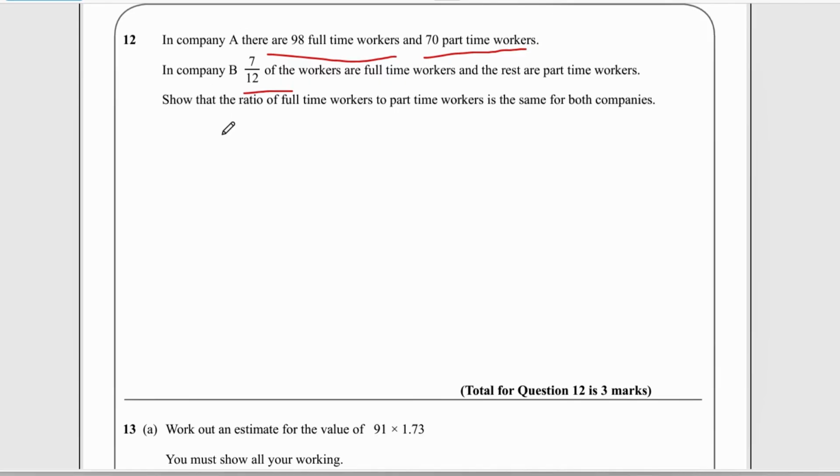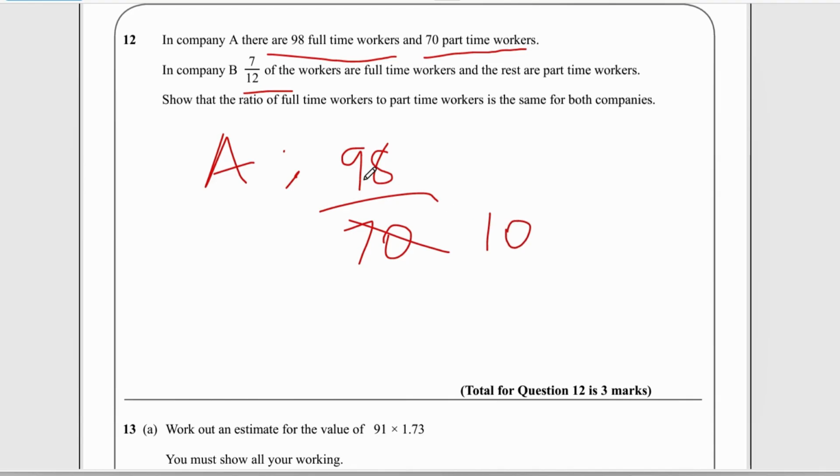Okay, so for company A now, the ratio of the full-time to the part-time, full-time is 98 and part-time workers, they are 70. So let's try to put them in the lowest terms. What can divide? 7 can divide. So 7 here is 10. 7 in 9, that's 1. You have 2 remaining. 7 in 28, that gives you 4. You can use 2 again to simplify. So 2 here 7 and 2 here 5. So in company A, we have 7 to 5.